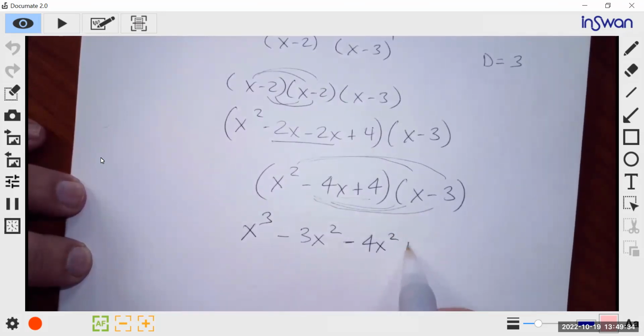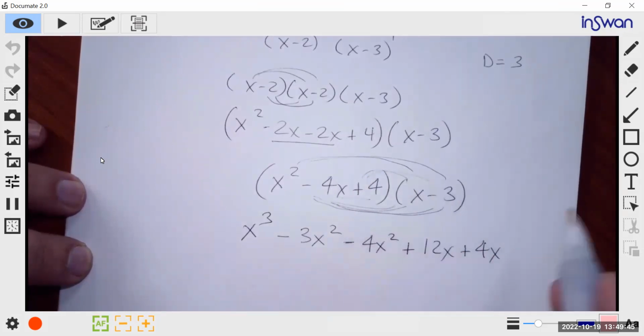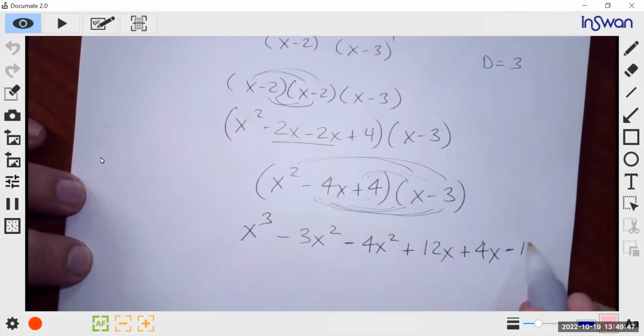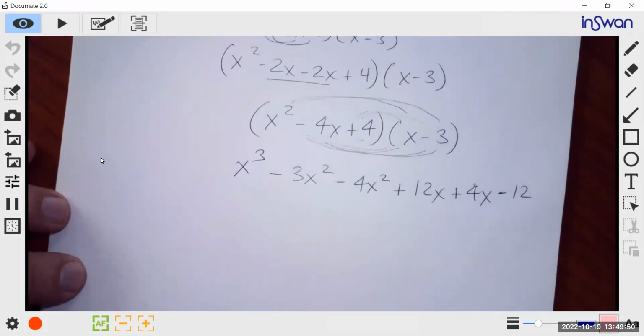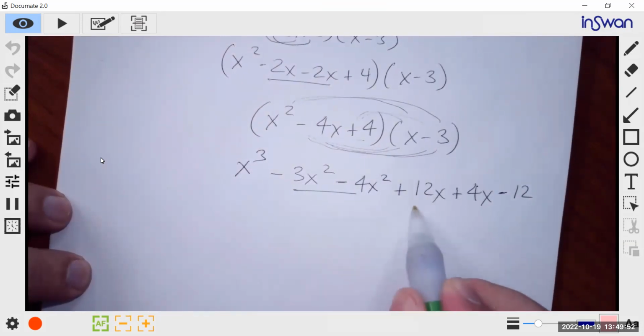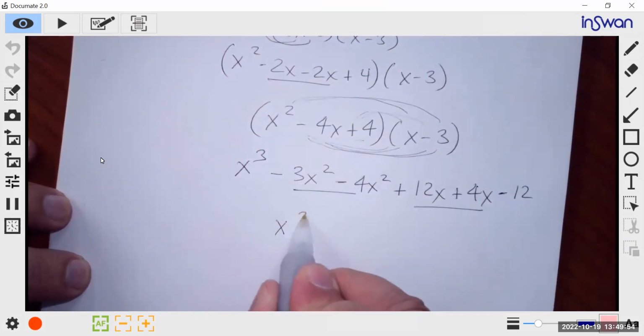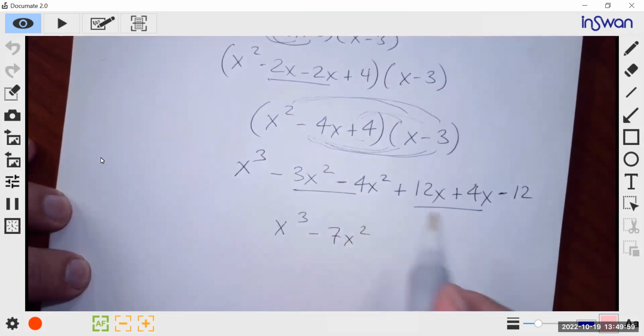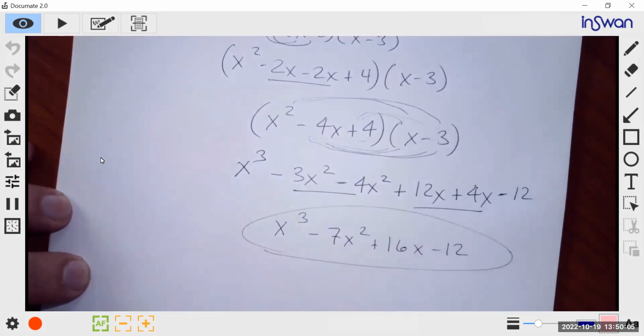Negative times negative is positive. 4x times 3 is 12x. Positive times positive is positive. 4 times x. Positive times negative is negative. 4 times 3 is 12. Combine like terms. Negative 3, negative 4 is negative 7. Positive 12, positive 4 is positive 16. And there's your polynomial.